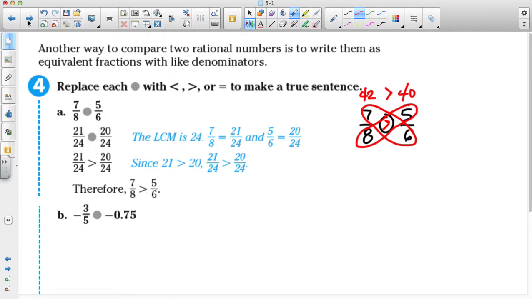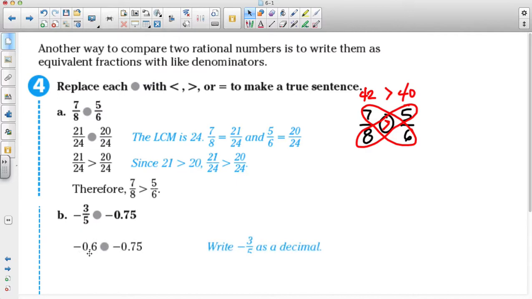Letter B is asking about negative 3/5 and negative 0.75. We want to compare them. To be able to compare them, we need to write negative 3/5 as a decimal. So we know that negative 3/5, 3 divided by 5, would be equal to 0.6, and put the negative sign.